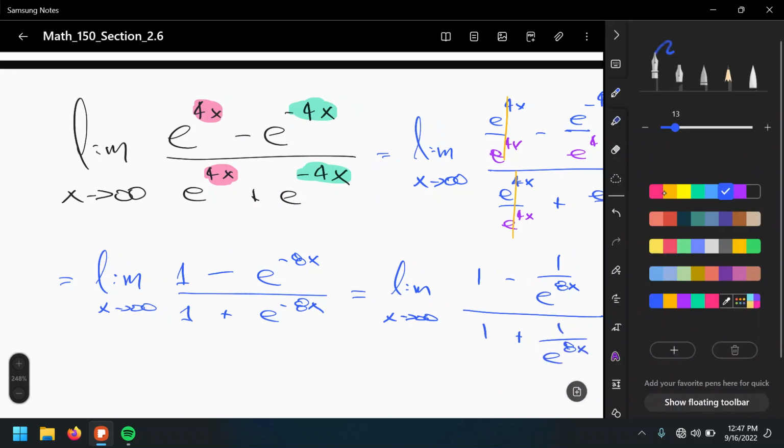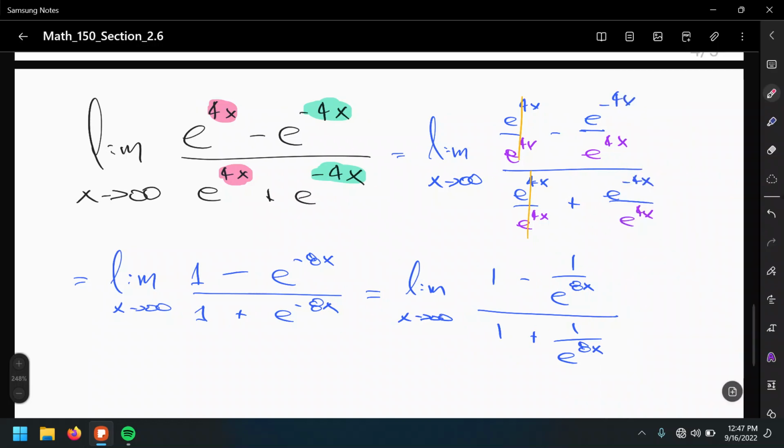Well, in a very similar way, when we evaluate limits like 4 over x squared, well, that went to 0. But what about this limit? Where is this limit going to go?